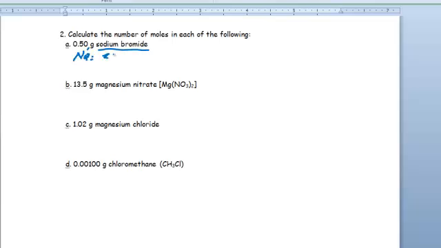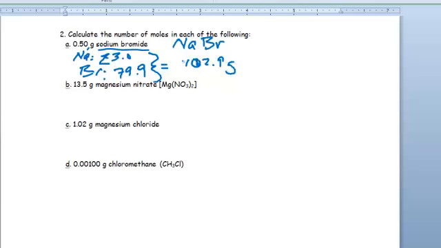Sodium, 23.0. Let me write the chemical formula first. Okay, so that's 23.0, and there's only 1 per formula unit. Bromine is 79.9, and when you add that together, let me plug this in. 102.9. Okay. Sounds like an FM station. 102.9 grams. Okay, now we are ready for the calculation.